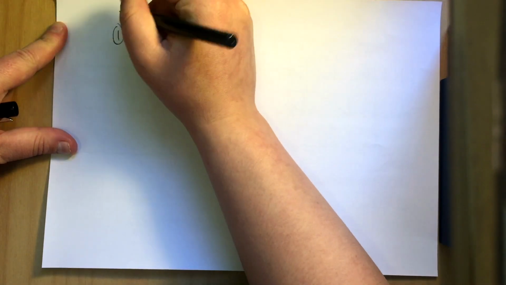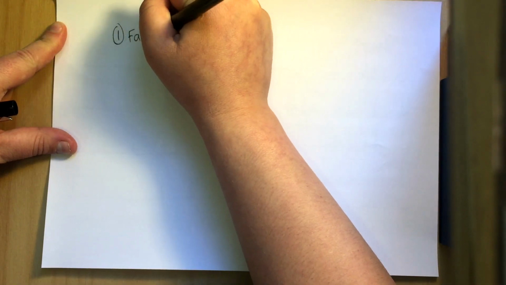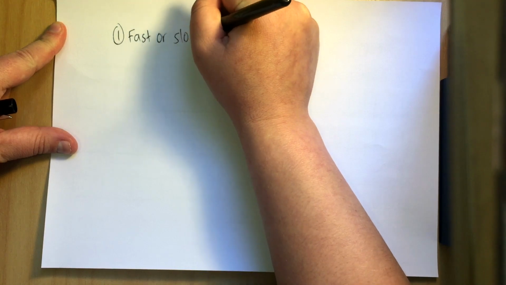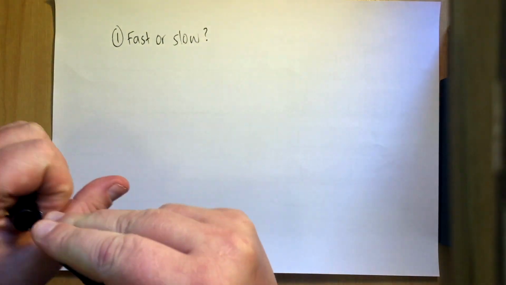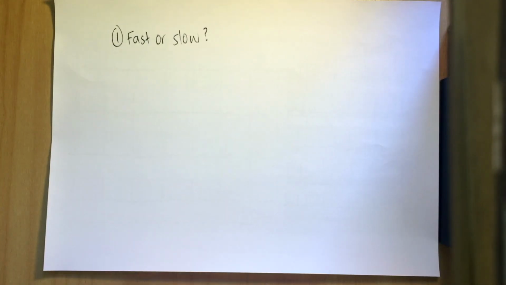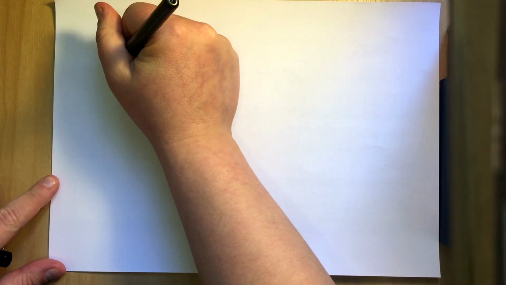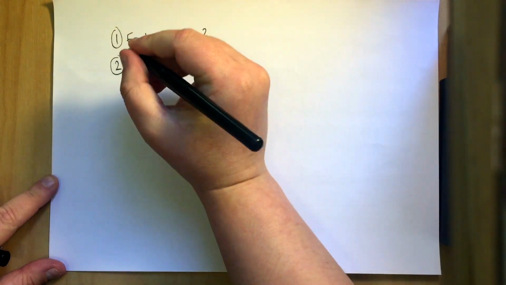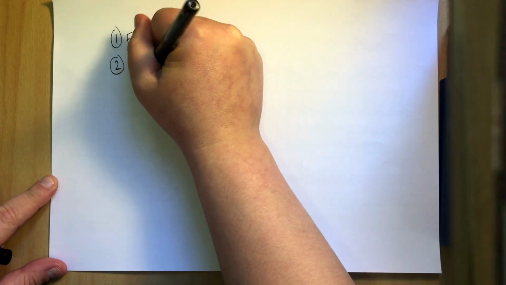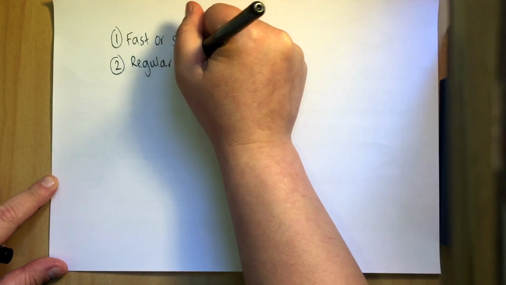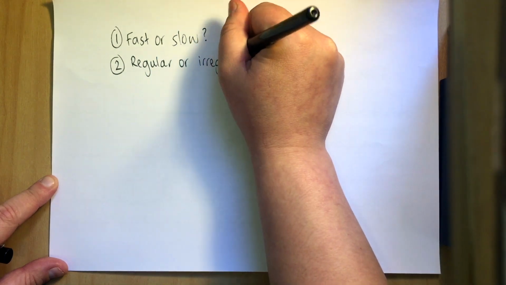So the system, things we need to think about. One of them we already know how to do. Is it fast or slow? So is it a tachycardia over 100? Is it a bradycardia less than 60? Or is it a normal rate? So we know how to assess the rate already. Number 2, is it regular or irregular?